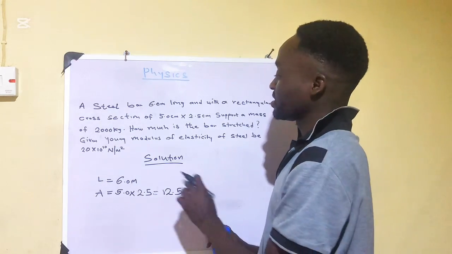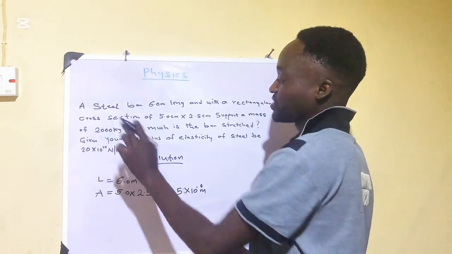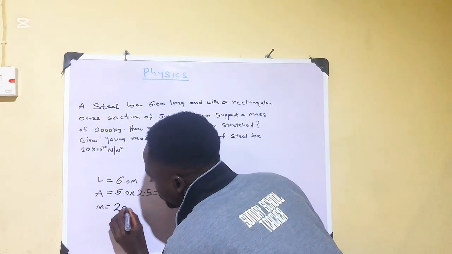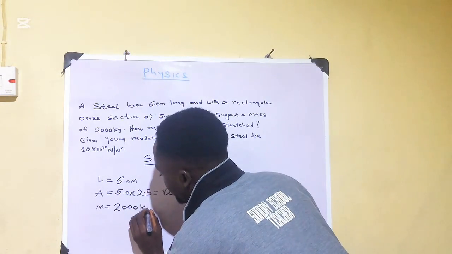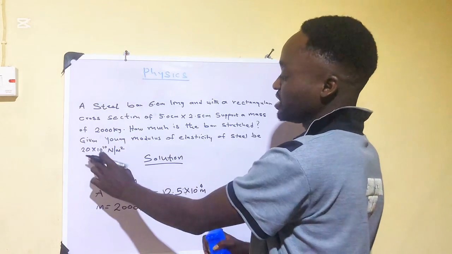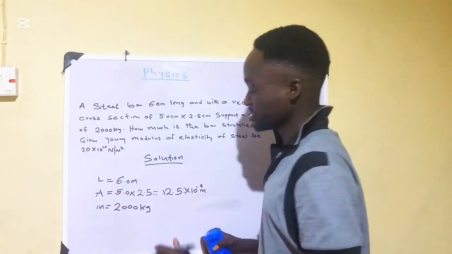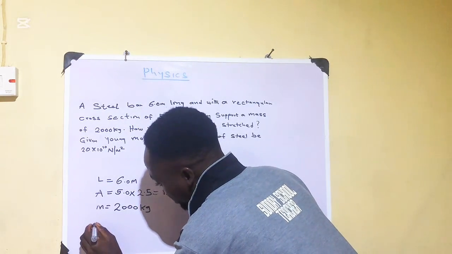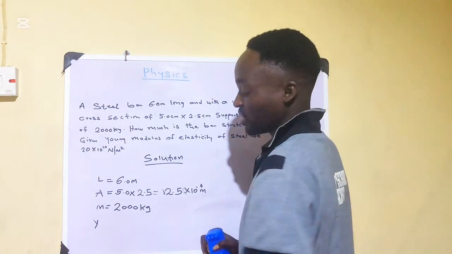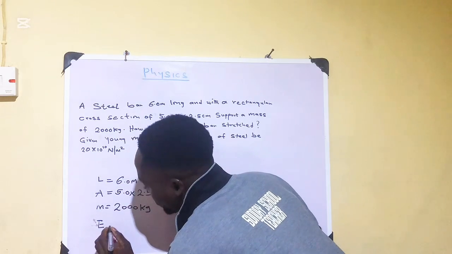The next information we are given is that the mass of what this pillar is supporting is 2000 kg. So that means our M is 2000 kg. Okay? And then we are given that the Young modulus of elasticity is 20 times 10 to the power of 10. Young modulus is sometimes given as Y. Some textbooks represent it with Y, other textbooks usually represent it with letter E, like this. So we are going to use E here.